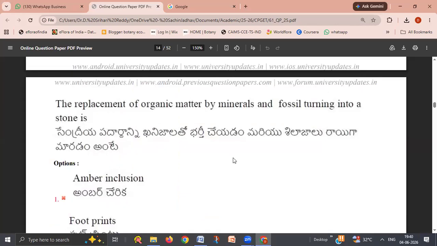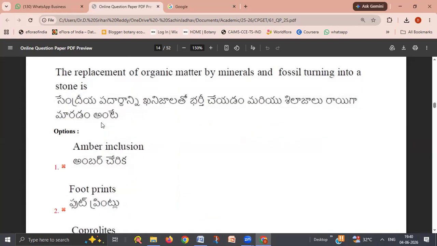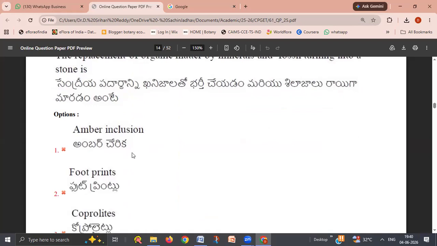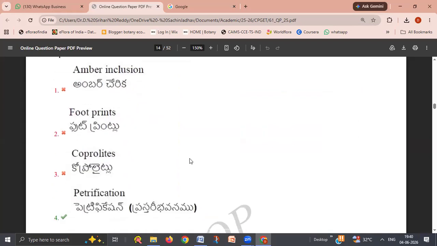So here you see the replacement of organic matter by minerals and the fossil turning into a stone. The fossil turns into a stone because of the mineral matter. That is called petrification.